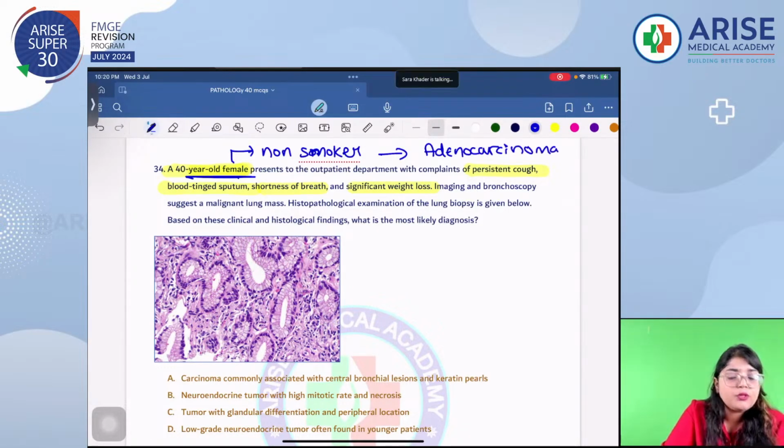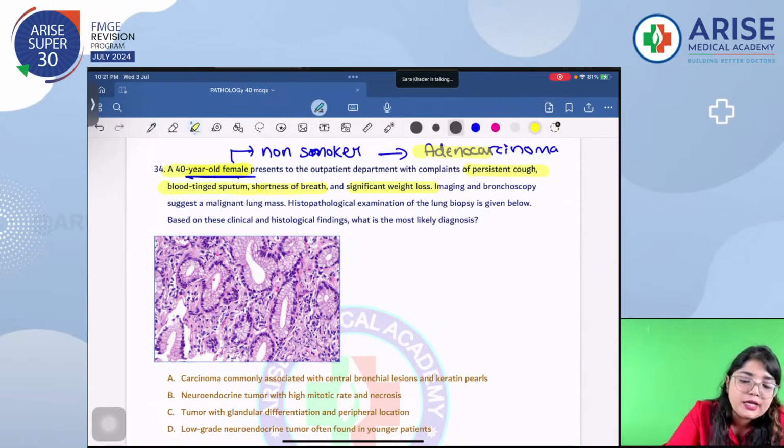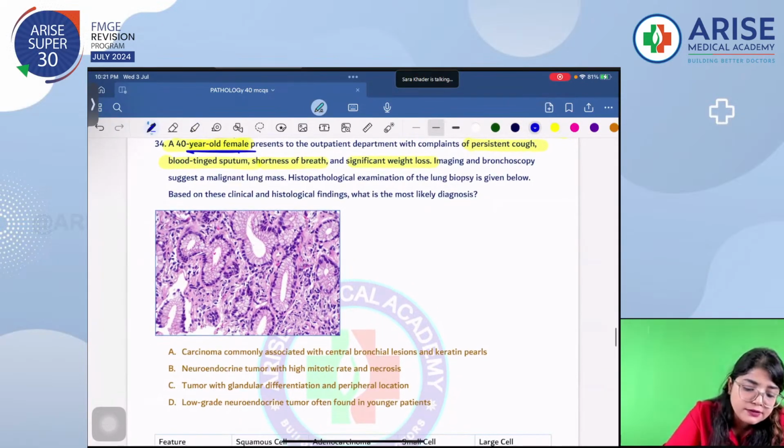Okay? So when we talk about lung cancers, there are 4. Out of them, 2 of them are strongly associated with smoking, right? Like squamous cell carcinoma associated with smoking. Small cell lung carcinoma has the most specific, strongest association with smoking. But your adenocarcinoma is not associated with smoking. Okay? It is not associated with smoking.